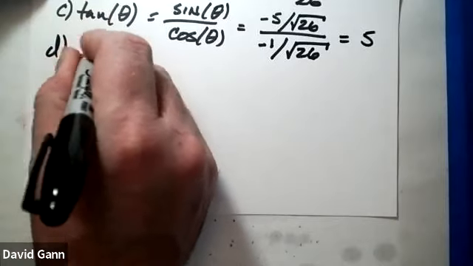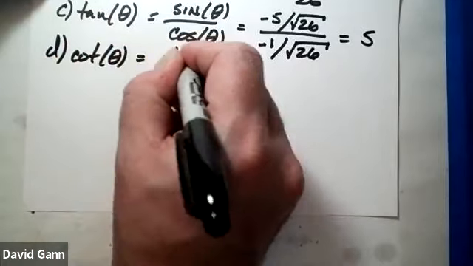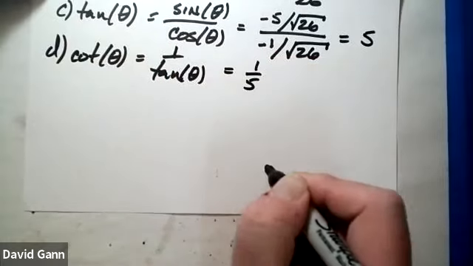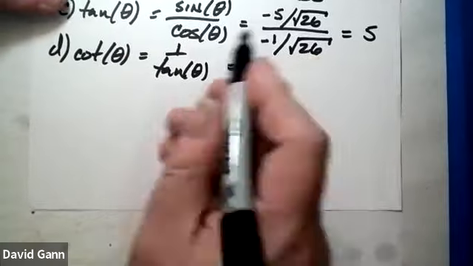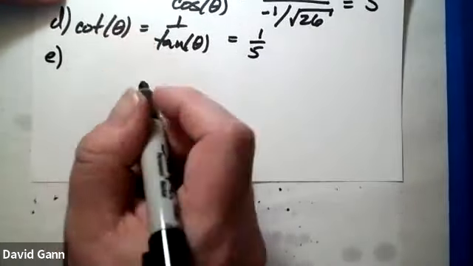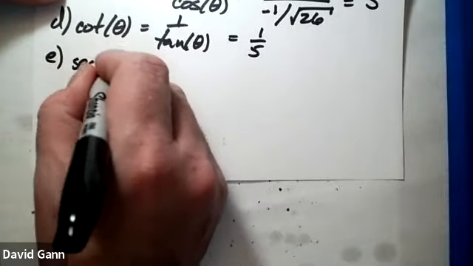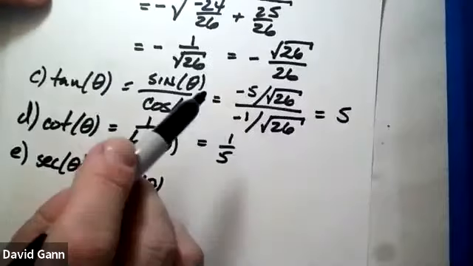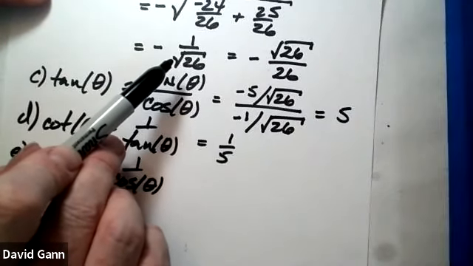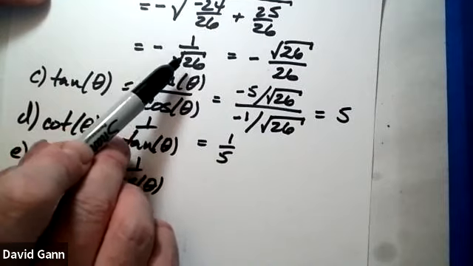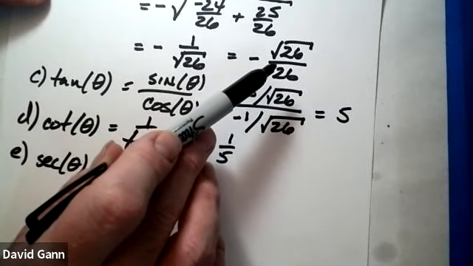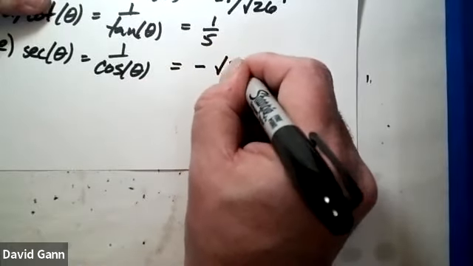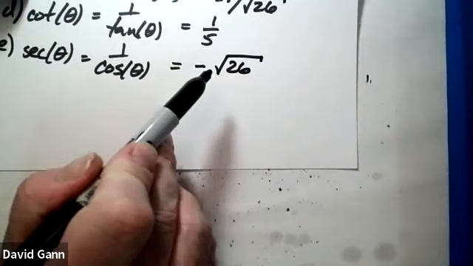So let's go with cotangent. Well, cotangent of theta is just 1 over tangent. That's probably the easiest one to work with, which is just 1 over 5, right? And then we'll move on to secant. Well, secant of theta is just 1 over cosine of theta. And note, again, maybe it's a little more convenient to use this version because we can just reciprocate this with ease, whereas this one kind of adds some extra stuff we don't need. So this becomes negative square root of 26, right?